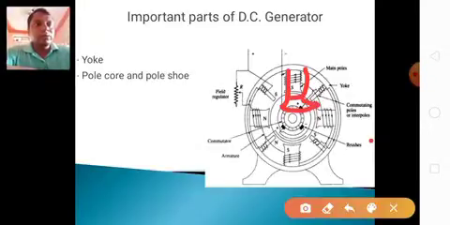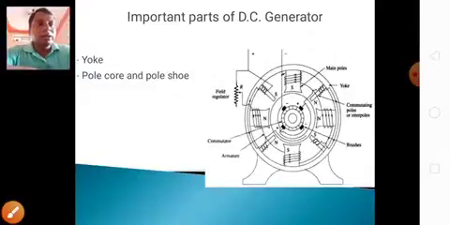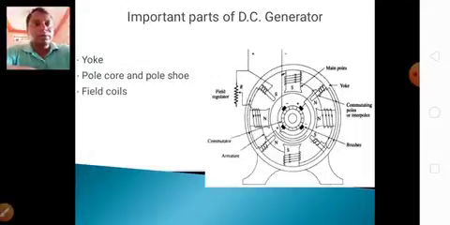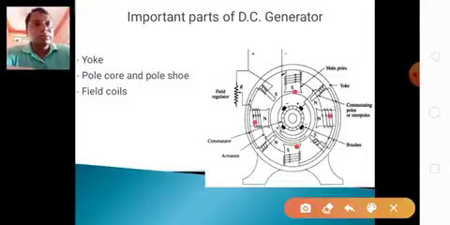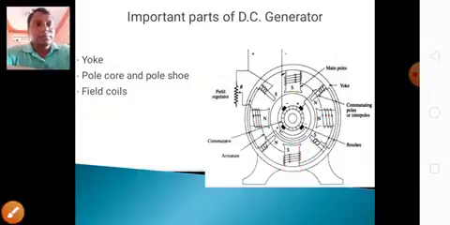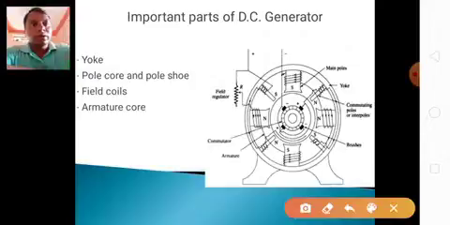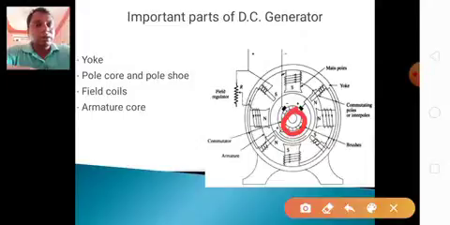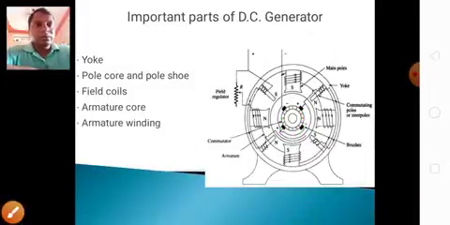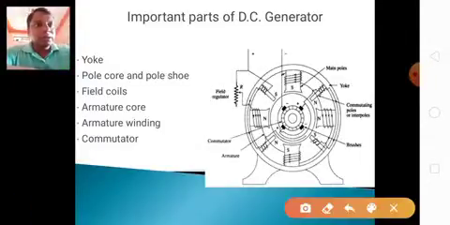Pole means, as we already know, magnetic poles, north pole and south pole. Here we are taking one simple coil surrounded by winding. It acts as a magnet. These are the field coils, the field poles: 1, 2, 3, 4. These are the four field poles, and the winding is called field winding. Next, the armature core. Here this is the armature, and in this armature there is armature winding. Then the commutator. Here it is.